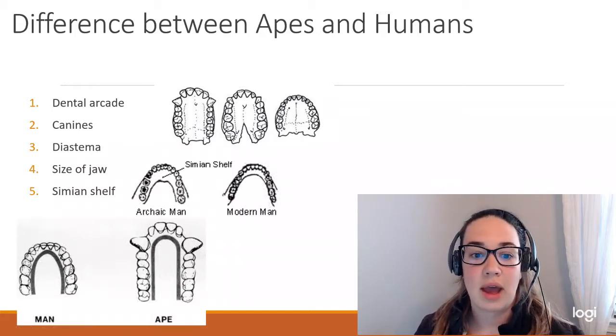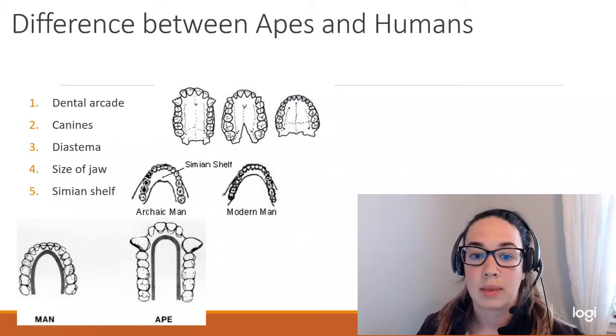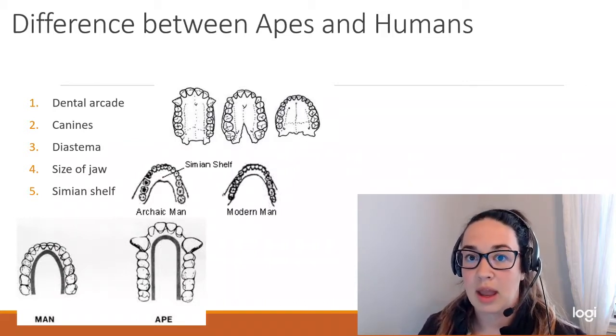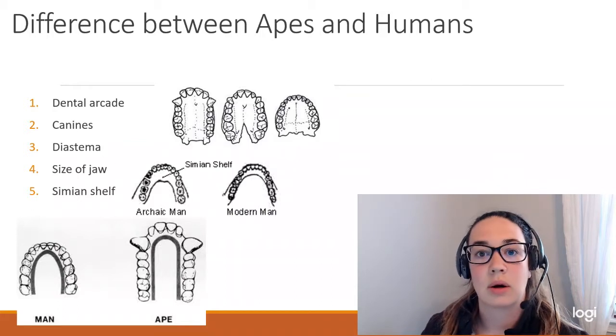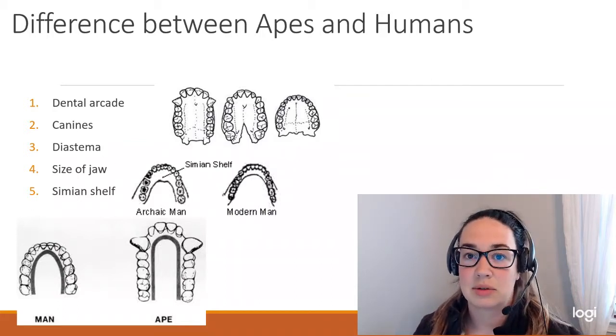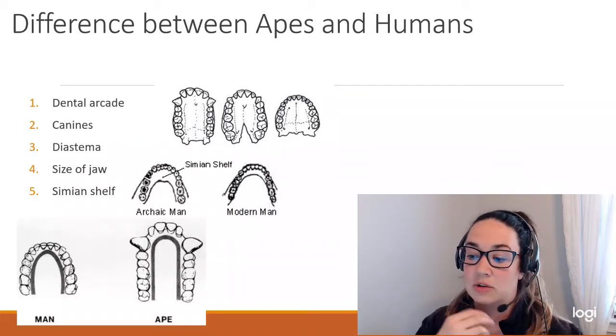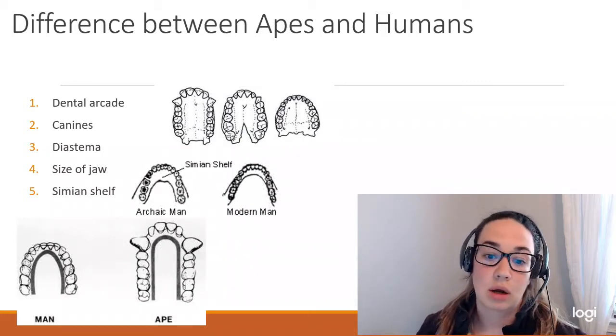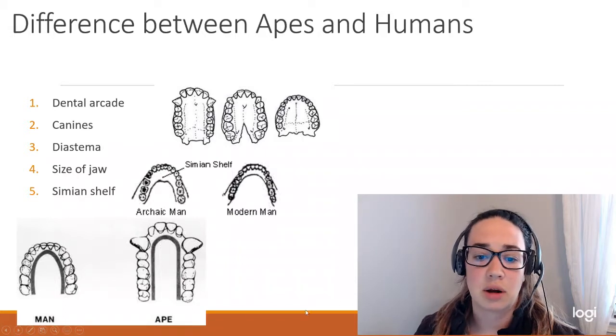We also have here in our fourth difference, you can see the size of the jaw varies greatly as well. The ape's jaw is much larger, where the human jaw is much smaller. We have less of a muzzle or a snout as compared to the ape species, where their jaw is very protrusive and much longer. Their teeth are typically a lot larger as well.